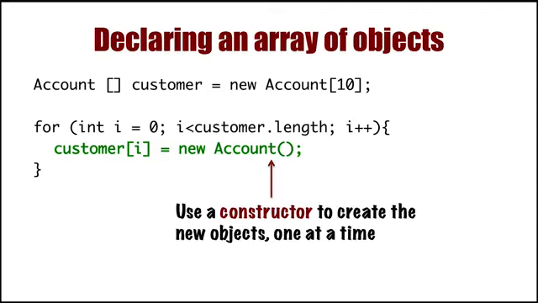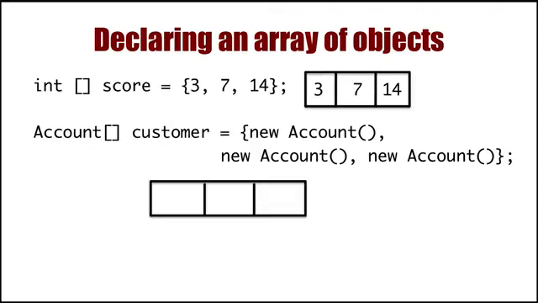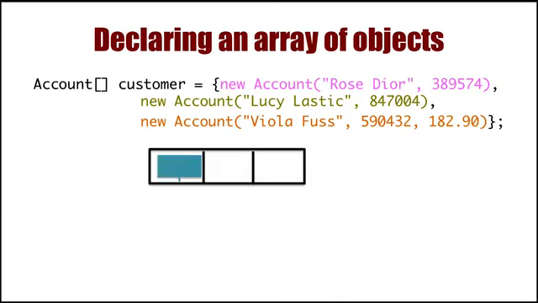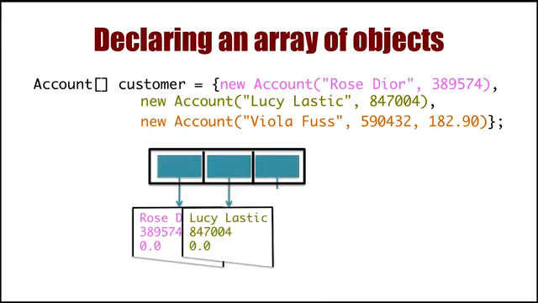We can create an array of objects using a single line of code, similar to the way we create and fill an int array. This code will create the array of the objects it references. And this code will create the objects and fill them with data. Here we use two different constructors that accept parameters for the fields.